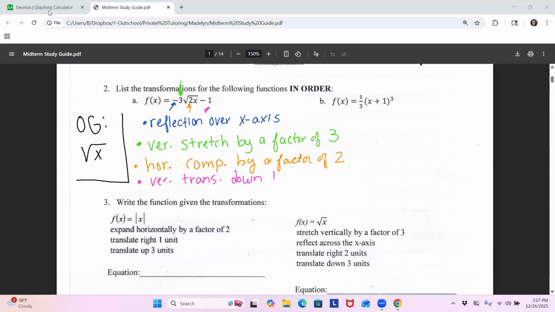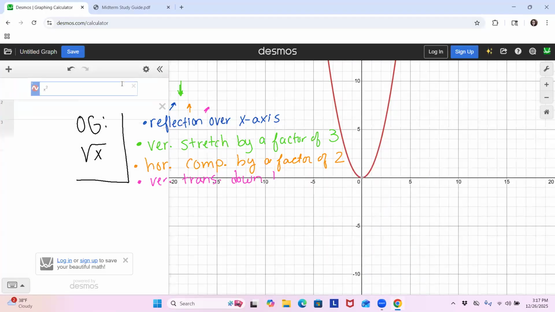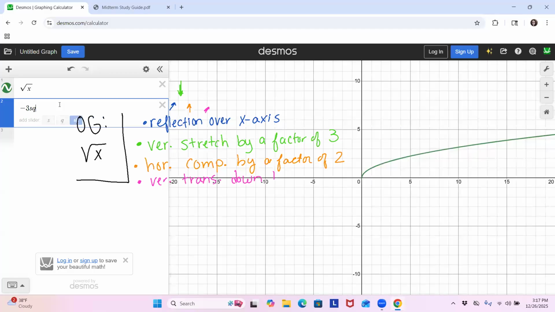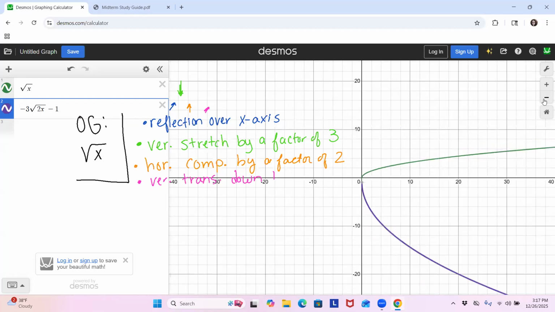All right, let's look at that. So here is our original square root x. And we had -3 square root x. So there's, first of all, just the reflection over x. Now I'm going to put the 3 in. You'll see it gets skinnier. And then I'm going to put the 2 in. Ooh. And then I'm going to go -1. I'm pretty sure that's right.